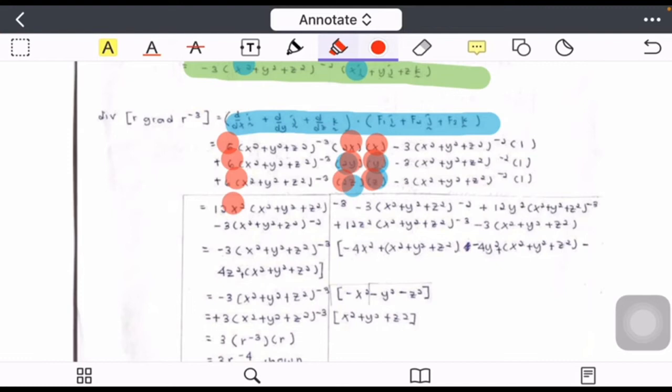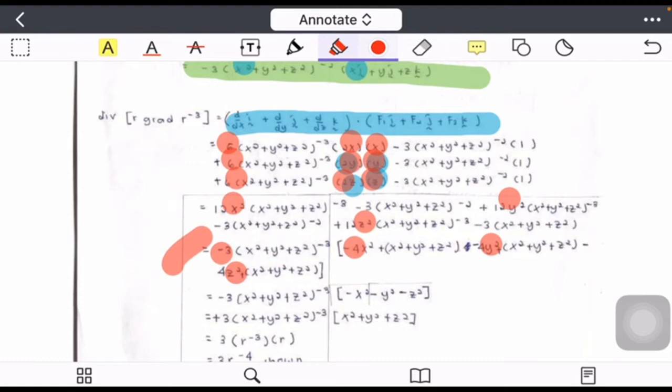Seterusnya kita akan faktorkan di mana negatif 3 darab dengan x squared y squared tambah z squared power negatif 3 darab dengan negatif 4x squared. Cuba kita darabkan balik negatif 3 dan negatif 4x kuasa 2, kita akan dapat 12x squared. Sama juga seperti y squared dan z squared, kita akan dapat 12y squared dan 12z squared.